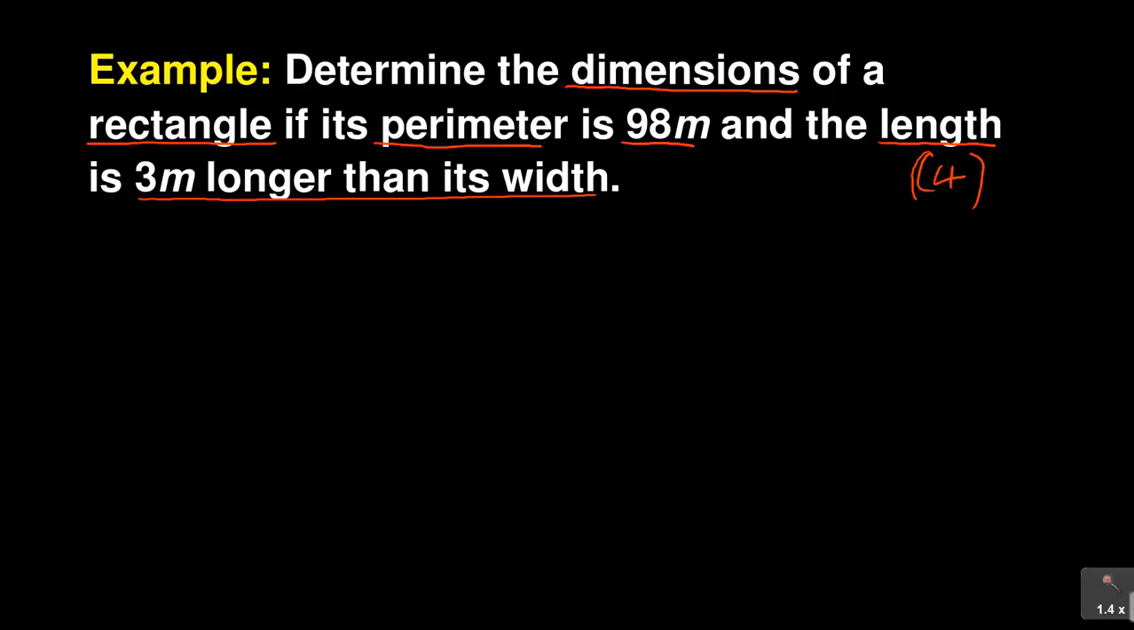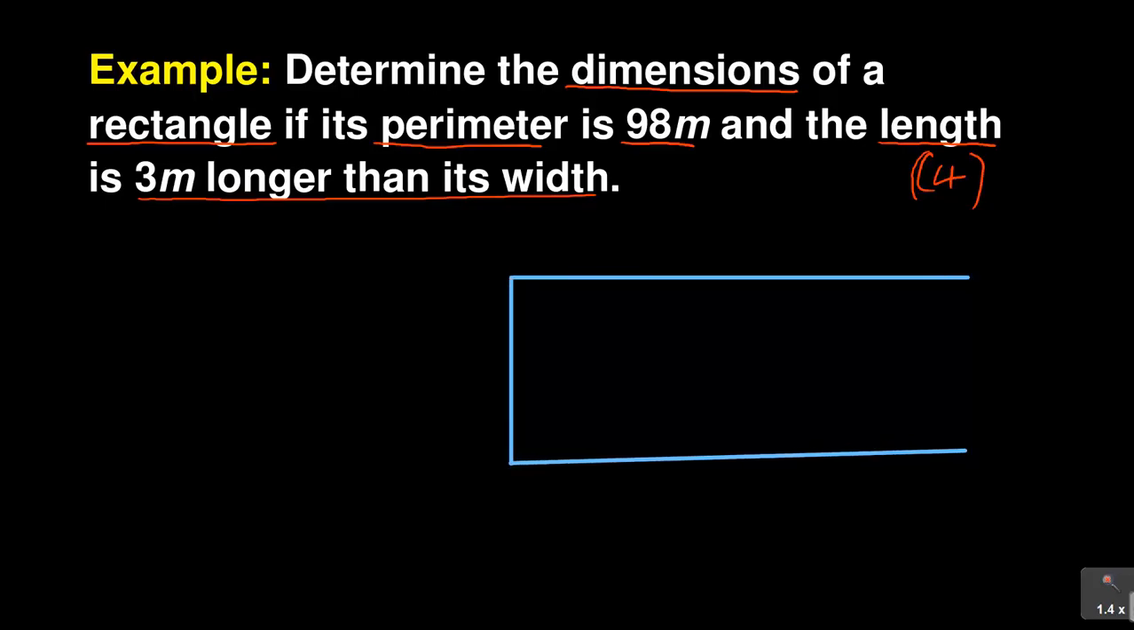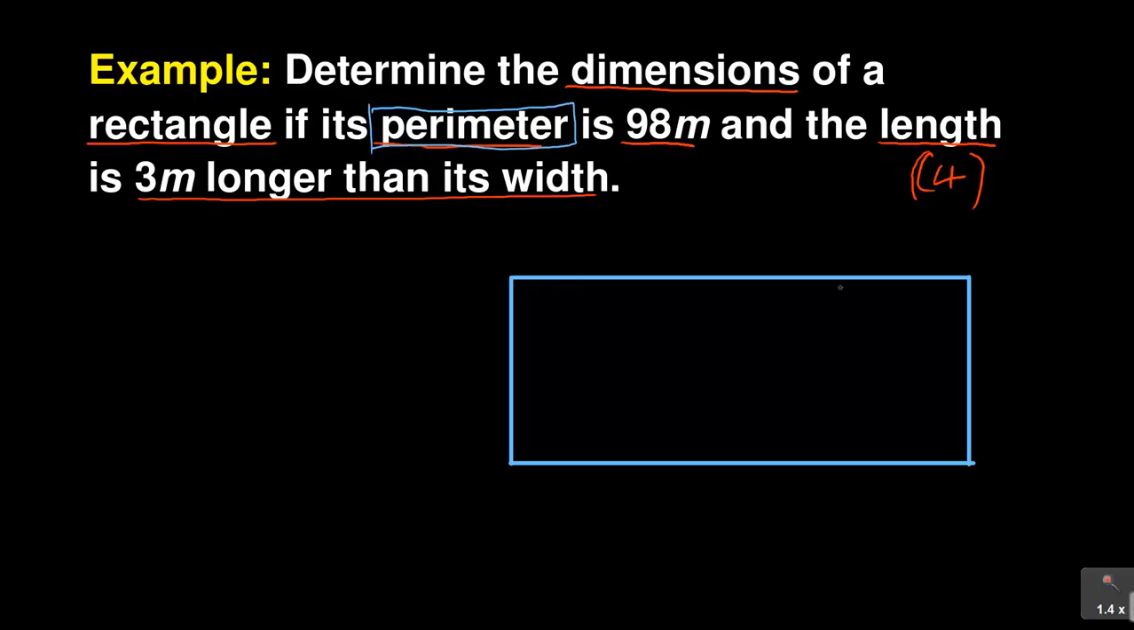So if I can have my rectangle, remember a rectangle is a 4-sided shape like that. So this is a rectangle that I have, and the first thing they are saying is that you are given the perimeter. Now you need to understand, what does the word perimeter mean? Perimeter is the distance right around the shape.